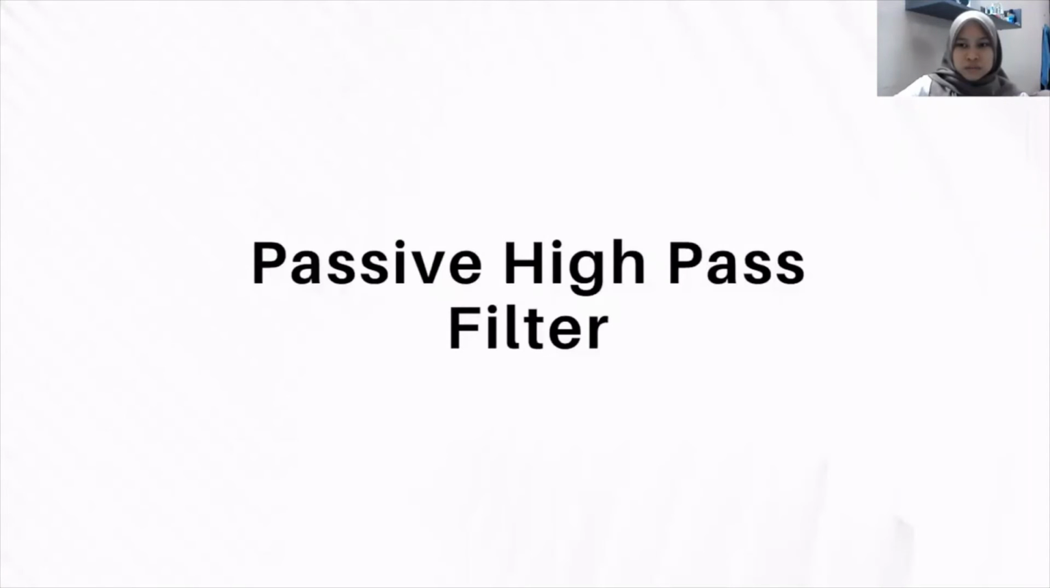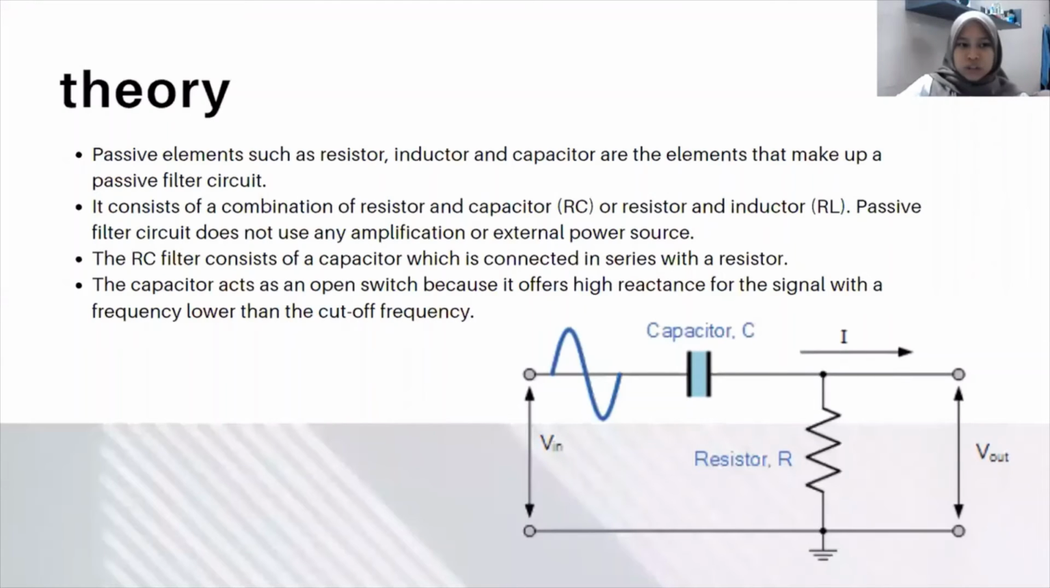My name is Nurul Afifah and I will be presenting the passive high-pass filter theoretically. Okay, so passive elements such as resistor, inductor and capacitor are the elements that make up a passive filter circuit. It consists of a combination of resistor and capacitor or resistor and inductor. Passive filter circuit does not use any amplification or external power source.